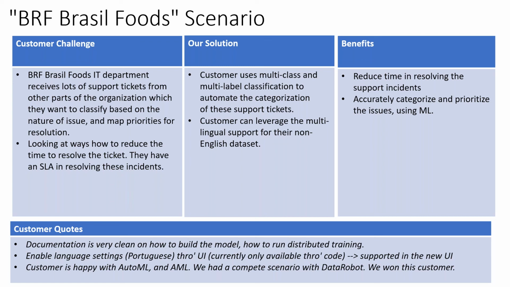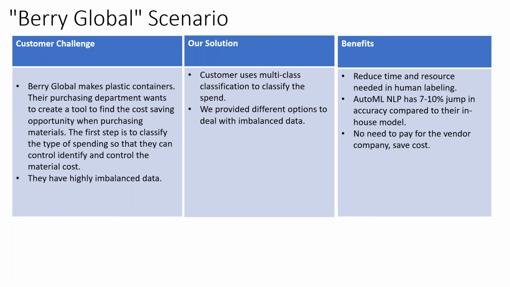The third customer scenario is from Berry Global. They make plastic containers, and their purchasing department wants to create a tool to find cost-saving opportunities when purchasing material. The first step is to classify the type of spending so that they can control and identify the material cost. The customer is currently using multi-class classification to classify spend. With AutoML NLP, they can see a 7 to 10% jump in accuracy compared to their custom model. They're really happy about the innovation we are adding and the accuracy we can bring to their specific use cases.